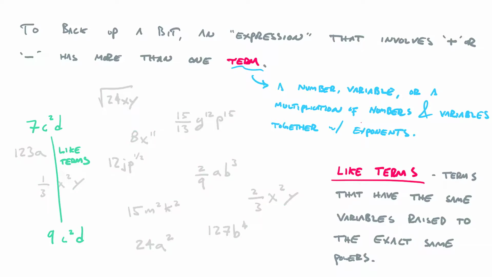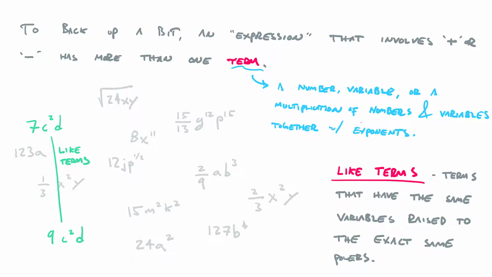You can pause it if you want to try and find them, but I'm going to just go ahead and go through them. 7c squared d and 9c squared d are like terms because they have the same variables raised to the exact same powers. C is being squared, d is being raised to the first. Right? If one of these had a d to the third, then they're not like terms anymore.